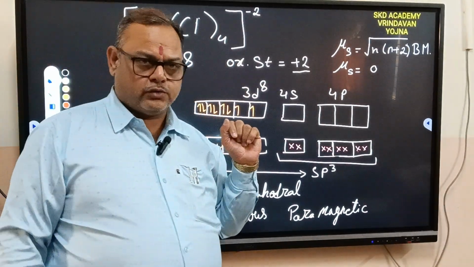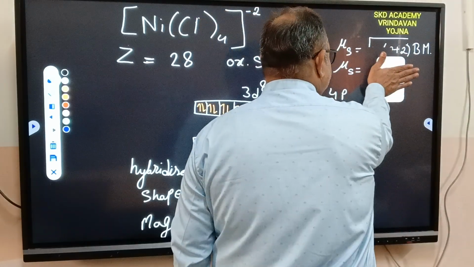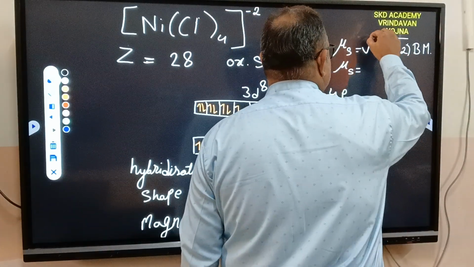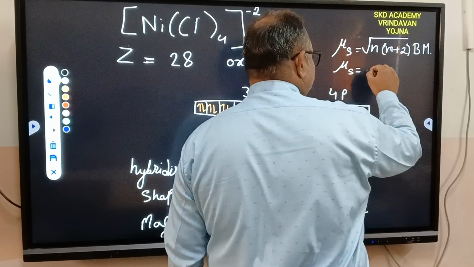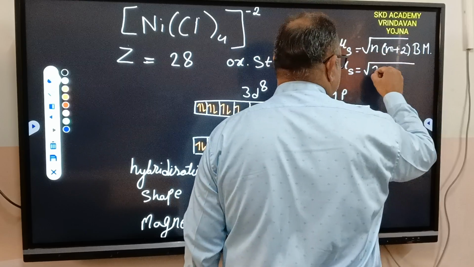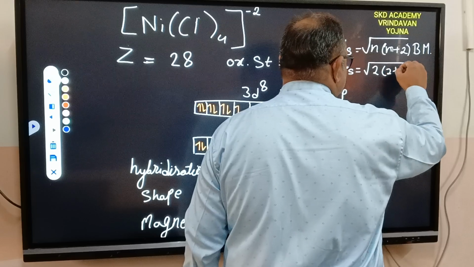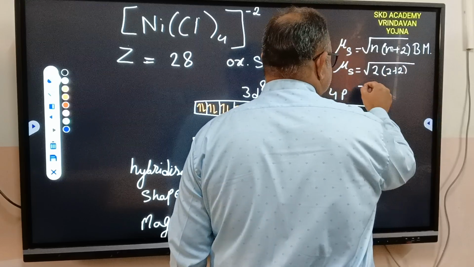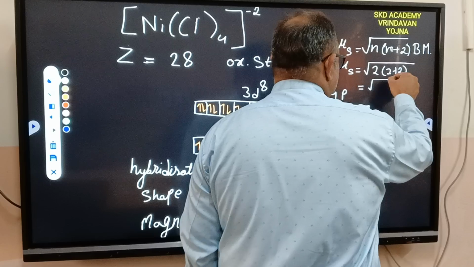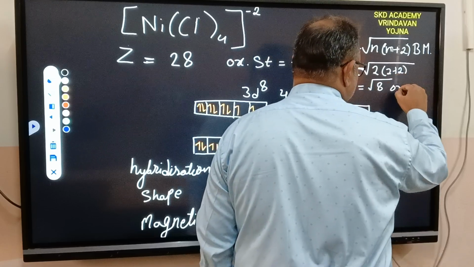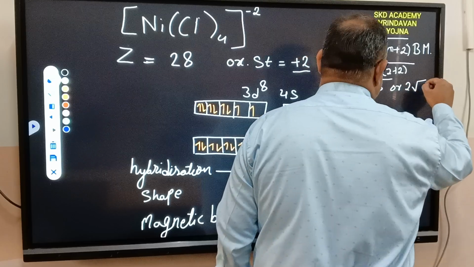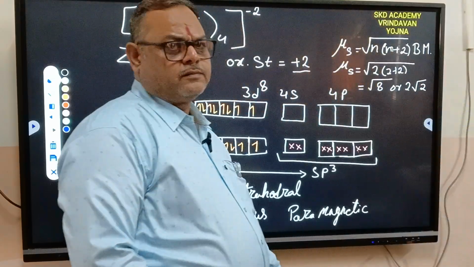n is equal to 2. Now we will be putting the value of n as 2. So we get it as under the root 2 multiplied by 2 plus 2, which is equal to under root 8 or 2 root 2.